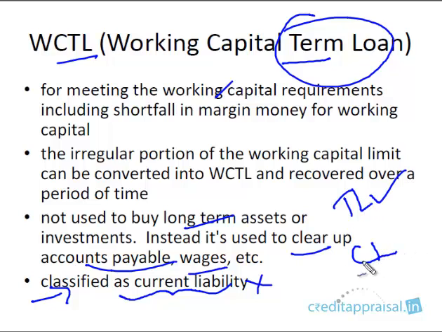If your bank classifies it as a current liability, you need to follow this guideline as per your bank's policy, right? There is no right or wrong answer. If you ask me, I would say WCTL is more a term liability.